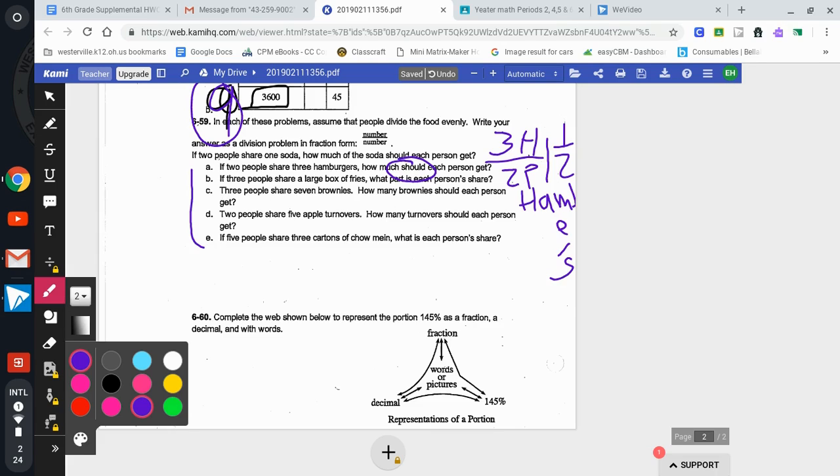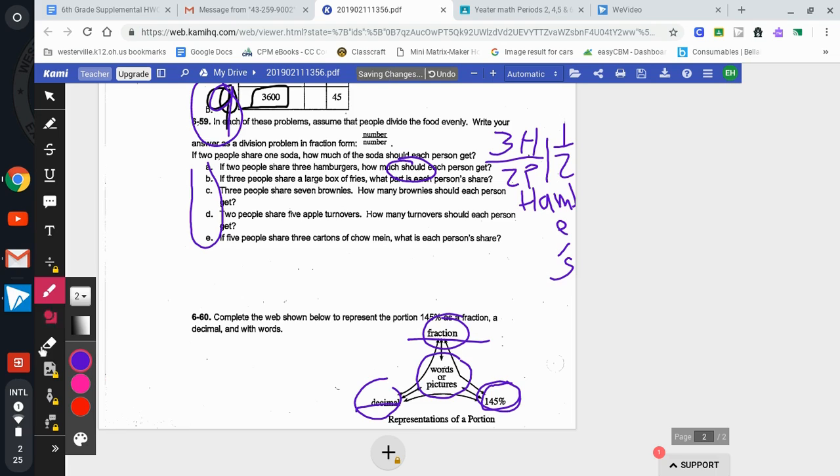And the same format goes through B through E. Last problem, they give you 145% on the fraction portion, so you just have to write that as a fraction, a decimal. Percent is done, and then you have to draw a picture of it or tell me this in words, or the decimal words. All right, pretty easy homework tonight.